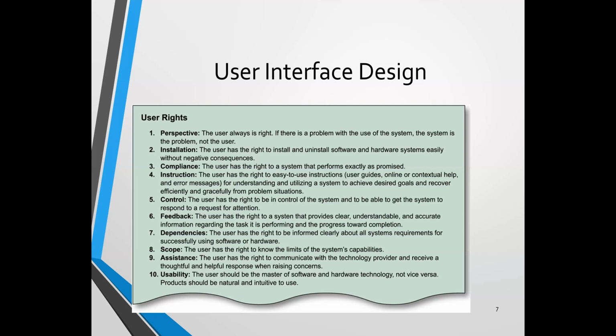And the last one is usability. Users should be the master of software and hardware technology, not vice versa. Products should be natural and intuitive to use. Let me give you an easy and effective example of good UI design. When you buy a brand new car, for example the latest model of BMW, you can see that there are lots of functions in the car that users can use intuitively as well.